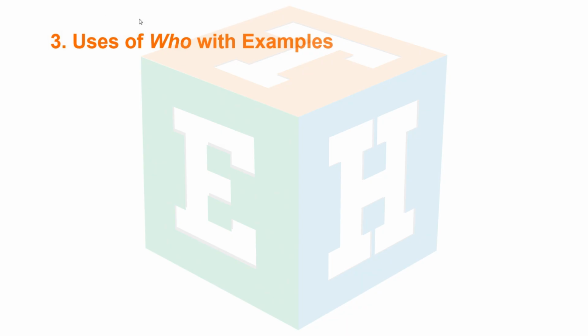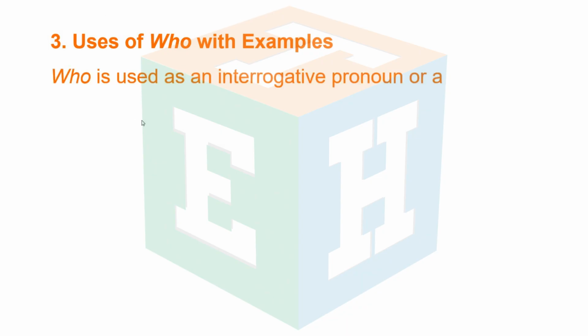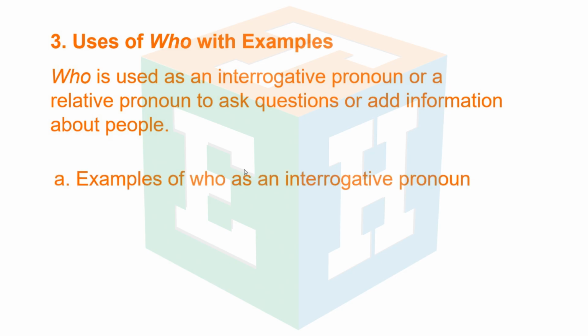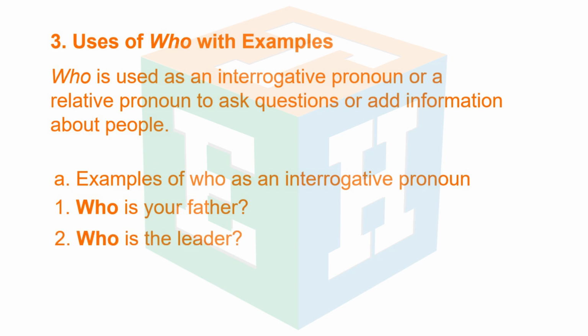3. Uses of who with examples. Who is used as an interrogative pronoun or a relative pronoun to ask questions or add information about people. A. Examples of who as an interrogative pronoun. 1. Who is your father? Who is the leader? Who will win the game?